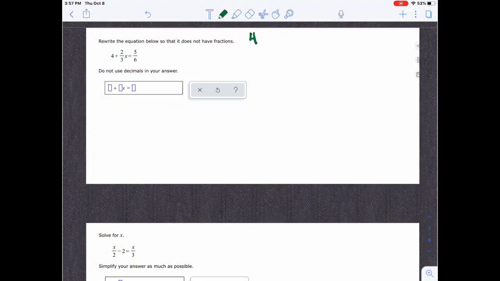4 plus 2/3 x equals 5/6. So let's do this without canceling out all the fractions. We could cancel out all the fractions by multiplying everything by 6, and maybe I'll show you that in a second, but let's just do it as if we're just going to do the numbers. I want to subtract 4 from both sides.